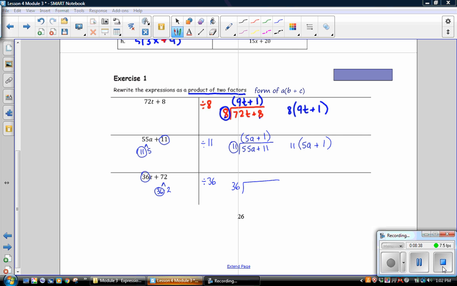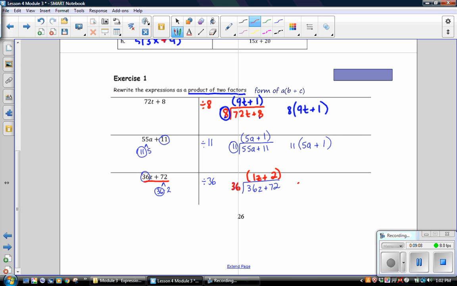Inside the division house, write the expression 36z plus 72. Now divide. 36 goes into 36 one time, 1z. And 36 goes into 72 two times evenly, and bring up the plus sign. So when you multiply 1z plus 2 times 36, that will give you 36z plus 72.